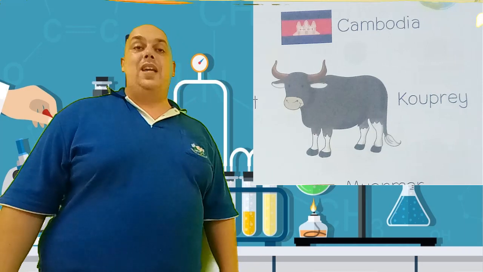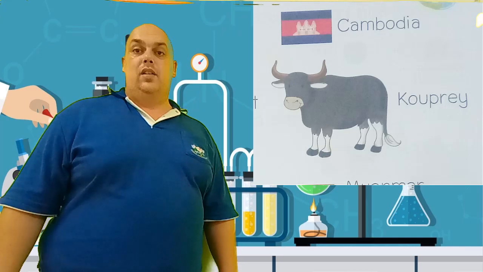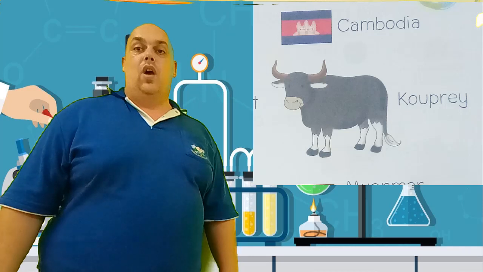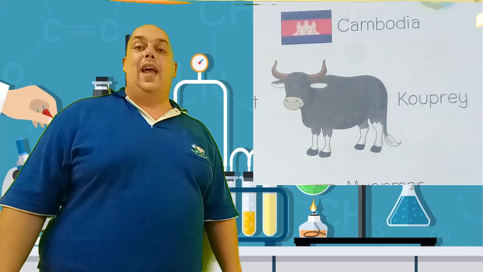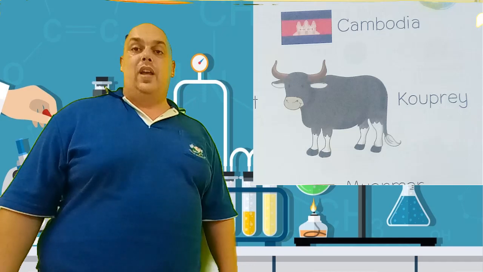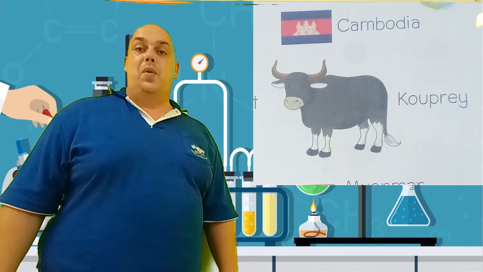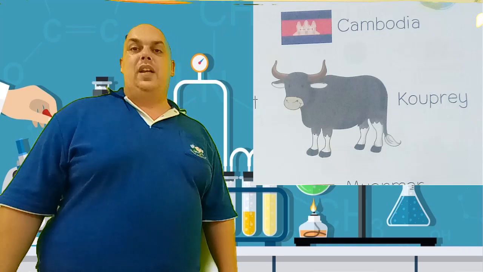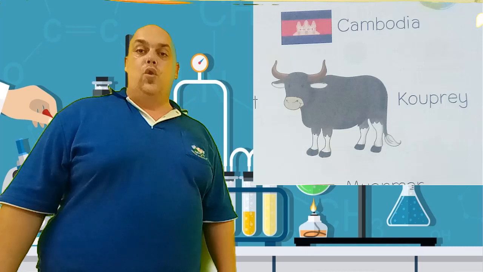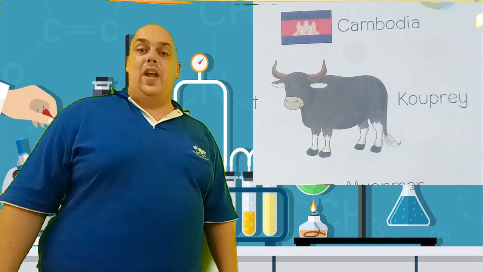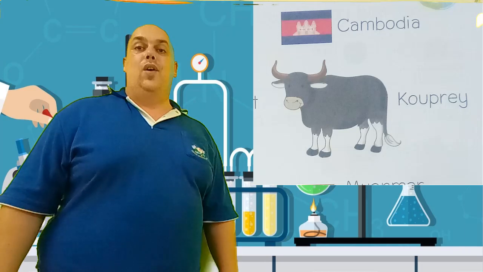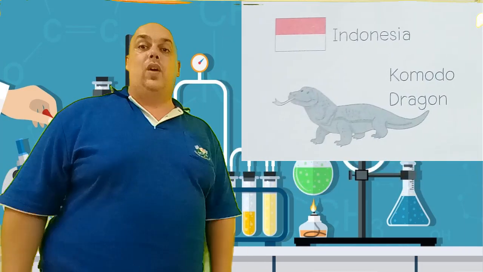Okay, next to Thailand we have Cambodia. Let's repeat after me. Cambodia. Cambodia. All right, and what is the national animal of Cambodia? The national animal of Cambodia is the coupre. Repeat after me. Coupre. Coupre. Okay, let's have a look at the next country.